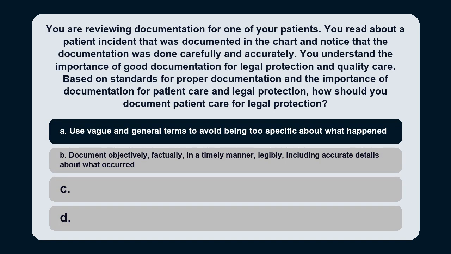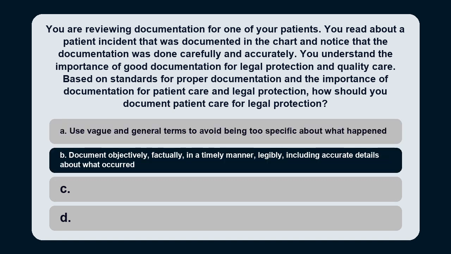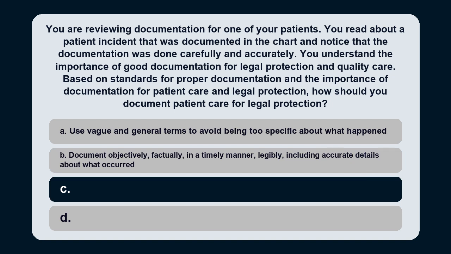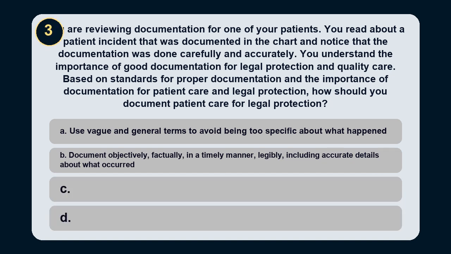Option A. Use vague and general terms to avoid being too specific about what happened. Option B. Document objectively, factually, in a timely manner, legibly, including accurate details about what occurred. Option C. Option D.